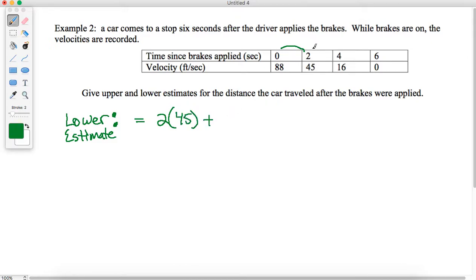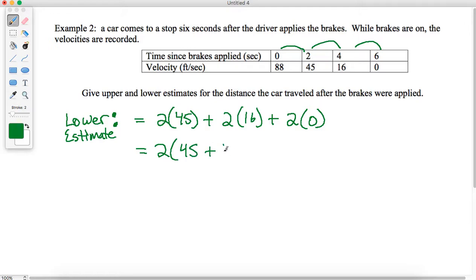I'm going to go from 2 to 4 seconds, right? The width of that rectangle would be 2 units, and the height would be, well, choose the smaller one. It would be 16. And then for my interval from 4 to 6, that has a width of 2 units, and the height will be the minimum of those, which will be 0. Okay? We're going to start writing it like this. So that's just 2 times (45 plus 16 plus 0), which we can write as 122.